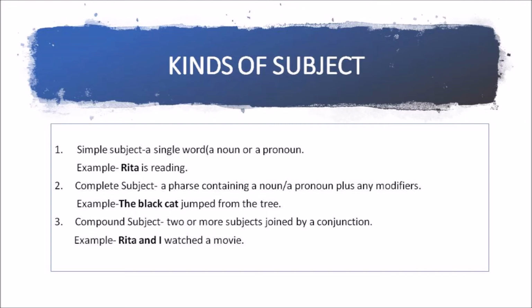Third is compound subject: two or more subjects joined by a conjunction. That is, Rita and I watched a movie. There are two subjects in this sentence, Rita and I, which are joined by the conjunction and. That makes a compound subject.